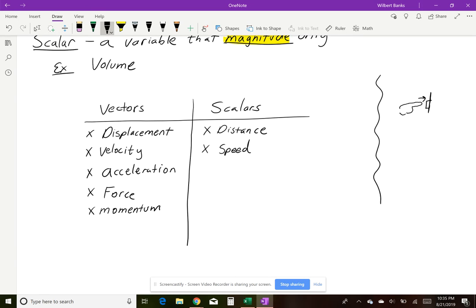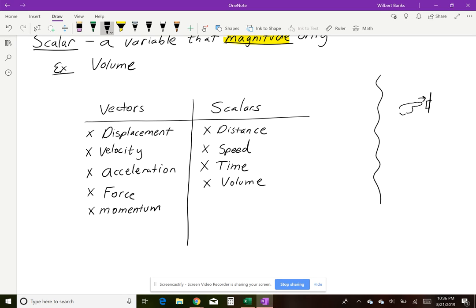And then let's go look at the scalar side. We have speed, we have distance, we have time. Time does not have a direction to it. We have volume. That's like the gallon of water situation that does not have a direction associated with it as well. So these are a good starting point for examples.